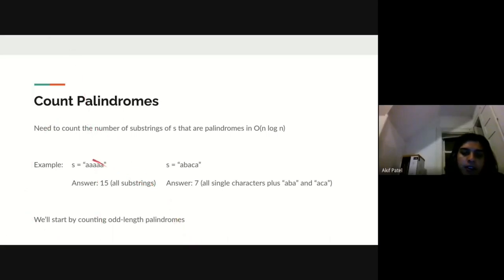As an example, if you have AAAA, all the substrings are palindromes because all the letters are equal, so it doesn't matter if you flip it or not. There are 15 substrings, so the answer is 15. Here, all the single characters are palindromes, plus you have ABA and ACA, and you can check that there are no other ones. There are no length 4 ones, the length 5 is not, and the middle length 3, BAC, is not. None of the length 2s are, because no characters next to each other are equal.